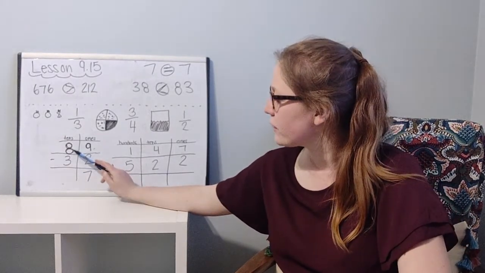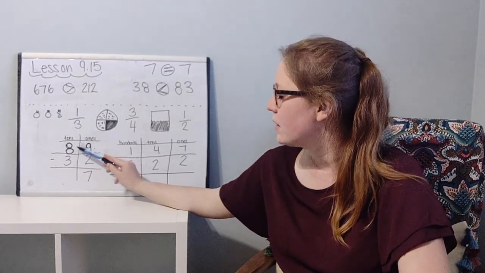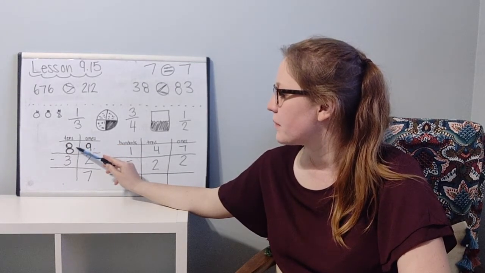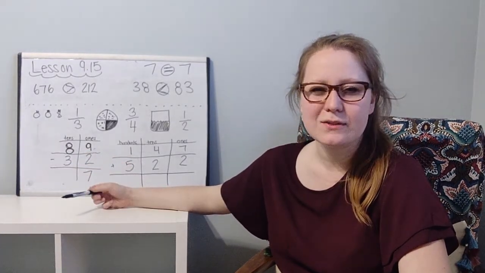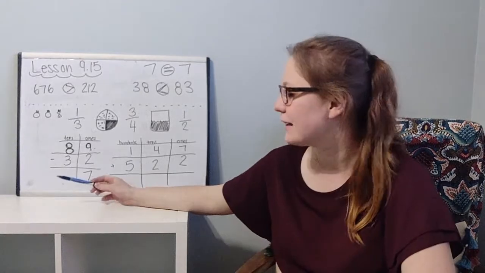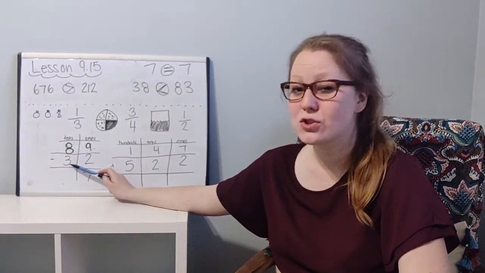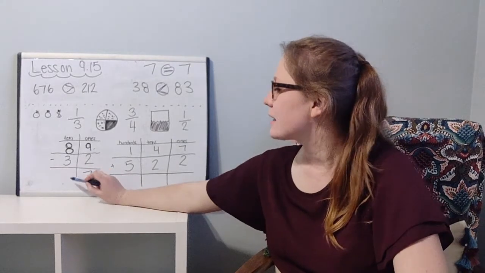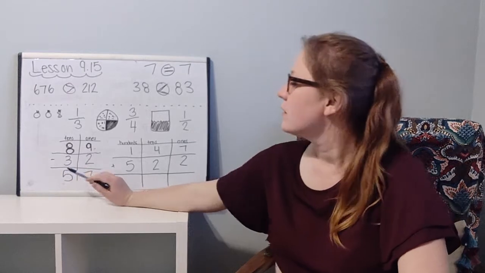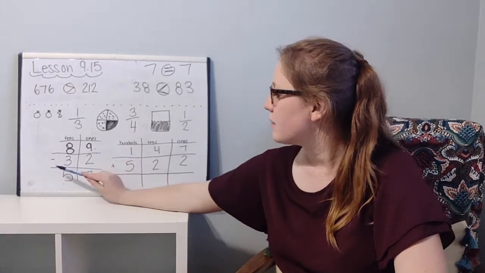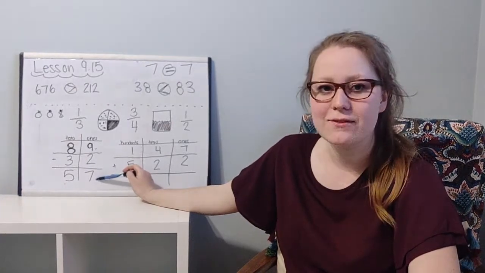Okay, then I move on to my tens column. I'm done with the ones, I figured it out, and now I go to the tens column. 8 minus 3. What is 8 minus 3? If I had 8 and I took away 3, my answer would be 5. So 89 minus 32 equals 57.